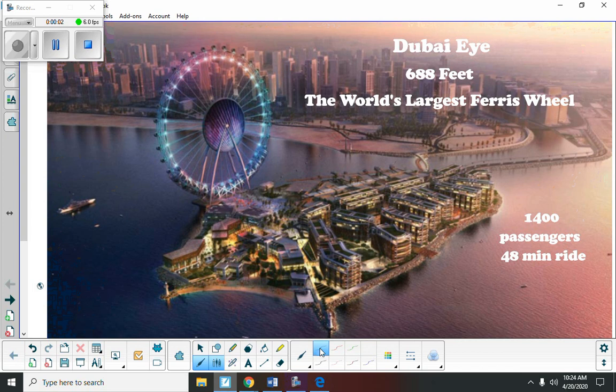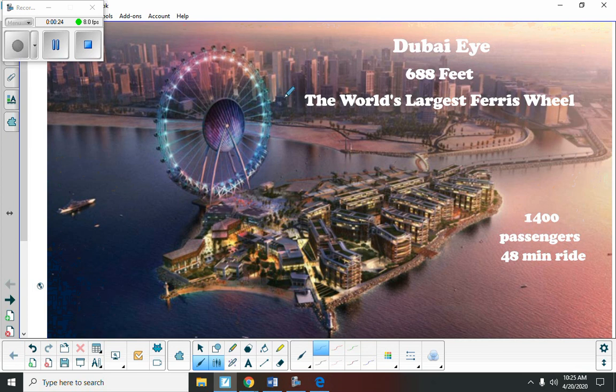Hi there. Today we are going to do a lesson in trigonometry. And before we do that, I want to show you this picture of the Dubai Eye, it's called. It is the world's largest Ferris wheel. If you look here in the background, you can see the tall buildings, and it gives you some perspective on just how incredibly large that Ferris wheel is.